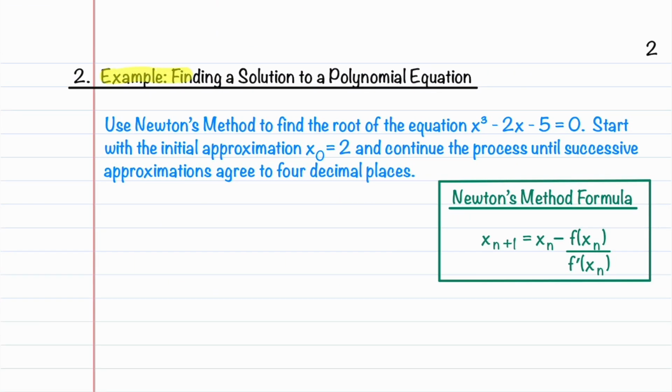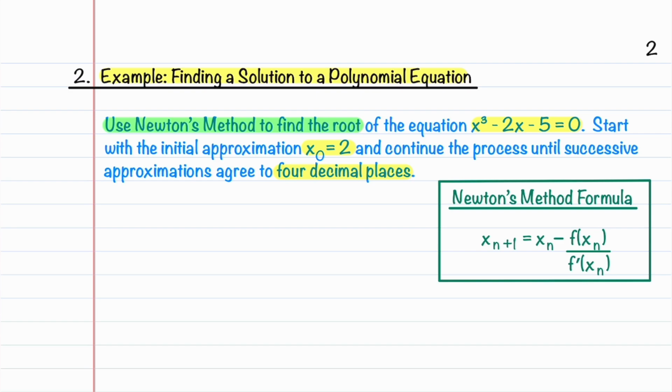Let's walk through an example where we use Newton's method to find the solution to a polynomial equation. We want to use Newton's method to find the root of the equation x cubed minus 2x minus 5 is equal to 0. This is just a cubic equation. We're going to start with the initial approximation x0 is equal to 2, and then we'll continue the process until successive approximations agree to 4 decimal places.